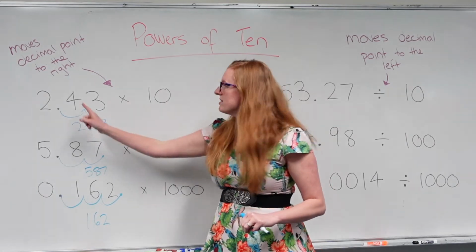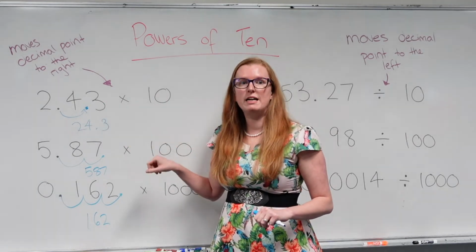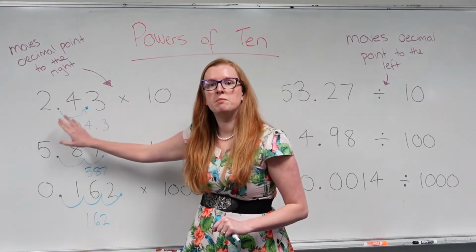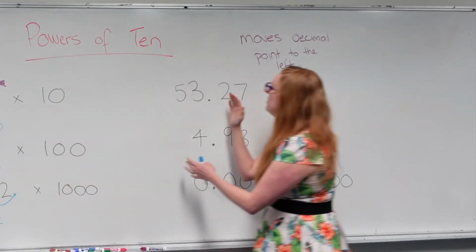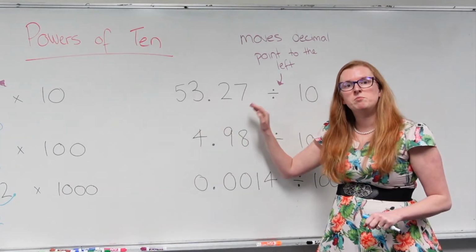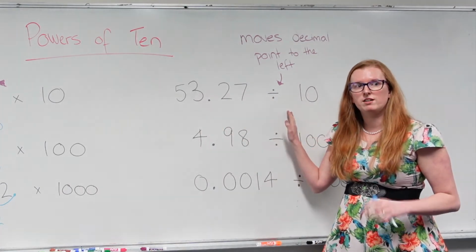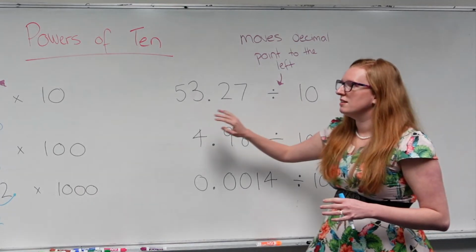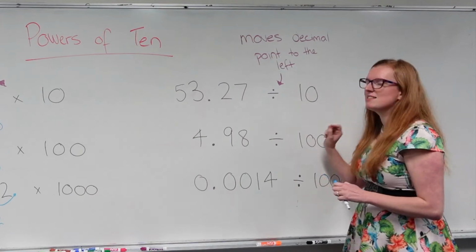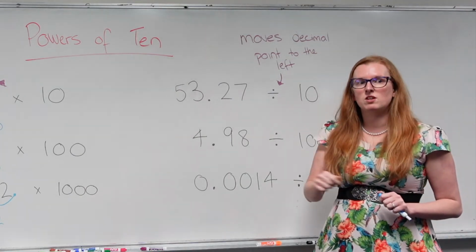Anytime we are multiplying by a power of 10, we count how many zeros are in the question, and that's how many spots our decimal point moves to the right. Now when we're multiplying, it always moves to the right because that will make our number bigger. Now when we divide, our decimal point moves to the left because our number ends up getting smaller when we divide. But it's the same deal as over here. We count our zeros in the question, and that's how many spots our decimal point is going to move.